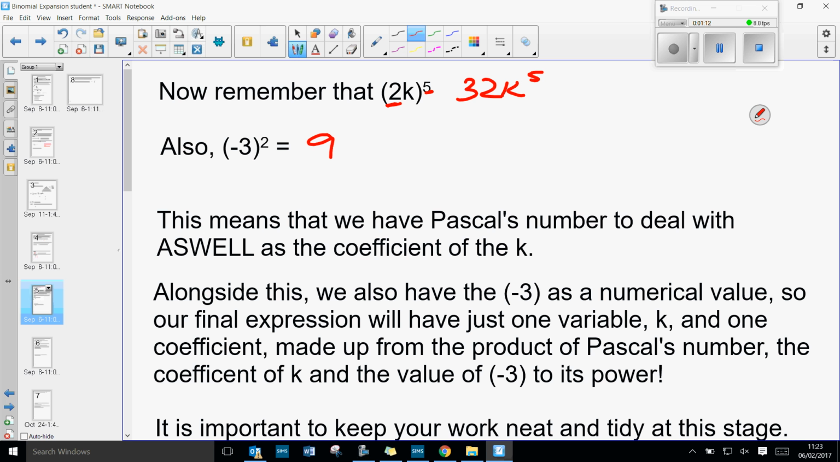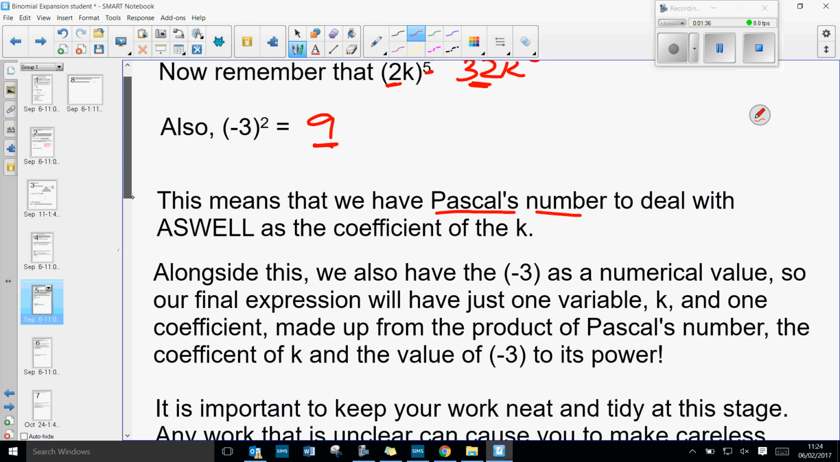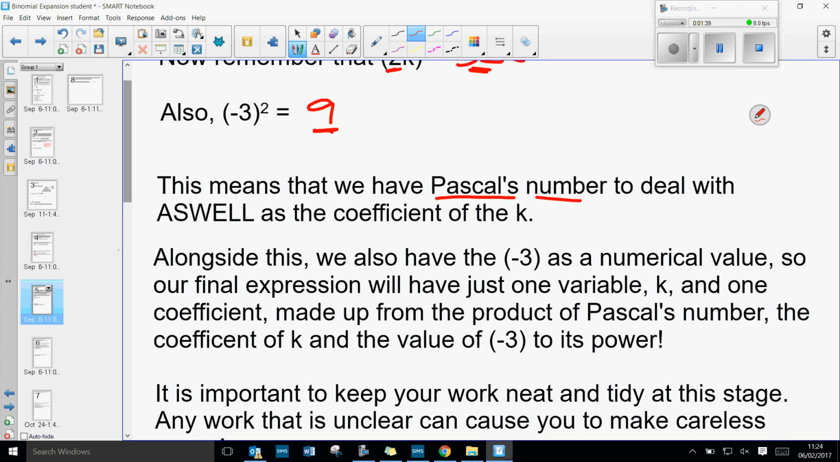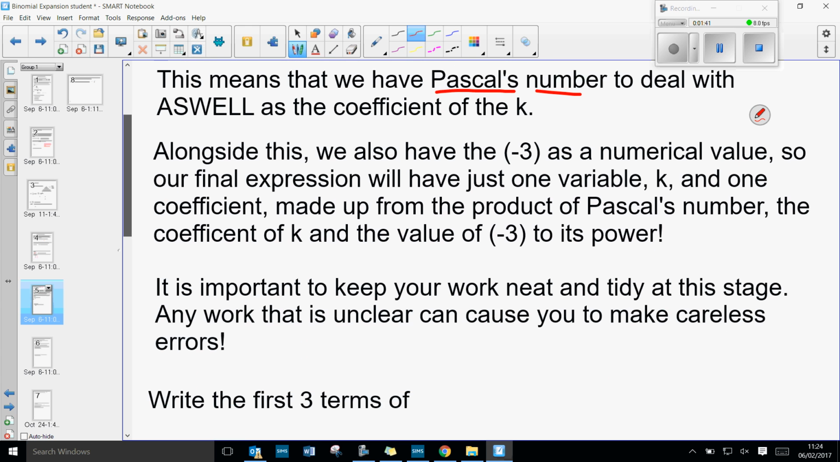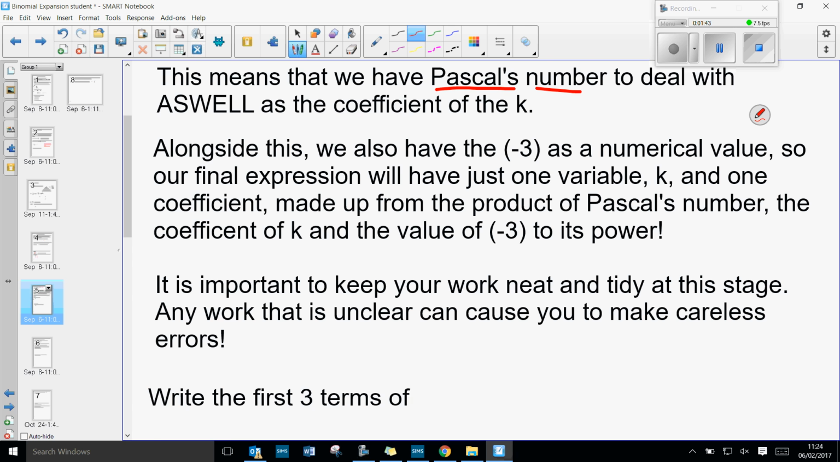Now that also brings in the fact that we've got these numbers we're dealing with. No longer are they just letters, not just x and y that we've been used to, they're actually numbers. But we also have Pascal's numbers that we have to deal with. At the moment it may sound a little bit crazy, a little bit hectic, but we just follow the same methodical system and you will be fine. Anyway, I can't remember what all that says, but you can read it later.